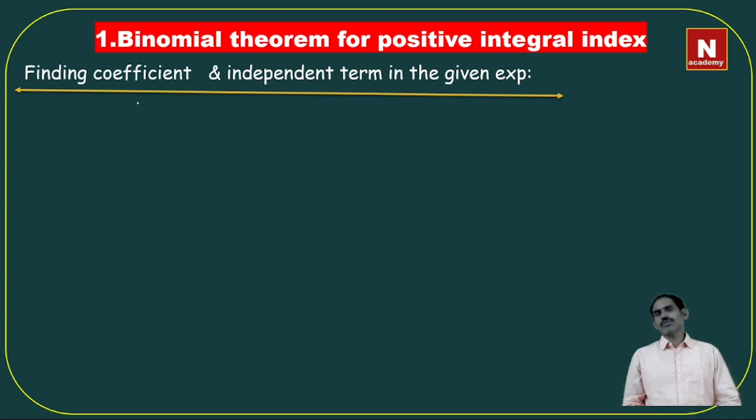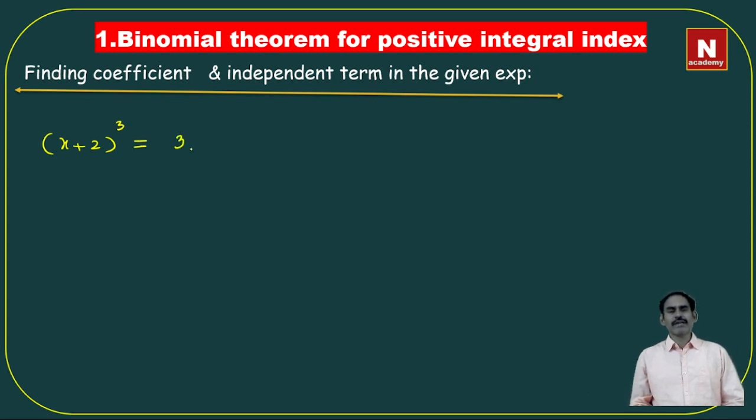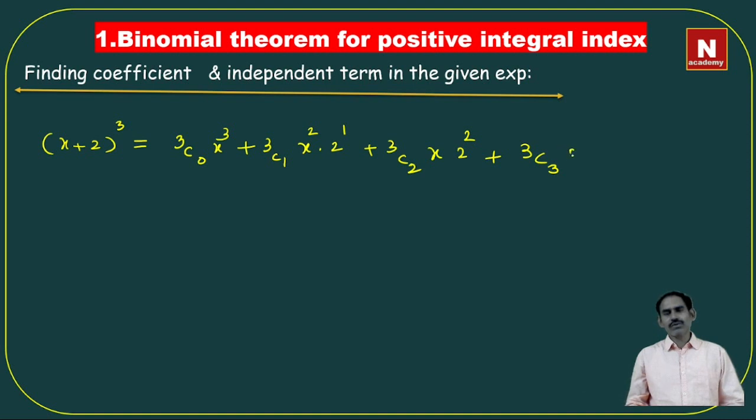Now we have to find out the coefficient and independent term in the given binomial expansion. With the help of an example, you can understand what is a coefficient and what is an independent term. For example, I am taking one example, (x plus 2) whole cube. With the help of the binomial theorem, expand it. 3C0 x cube, 3C1 x power 3 minus 1 into 2 power 1, 3C2 x power 3 minus 2 is 1 and 2 power 2, 3C3 x power 0, 2 cube.